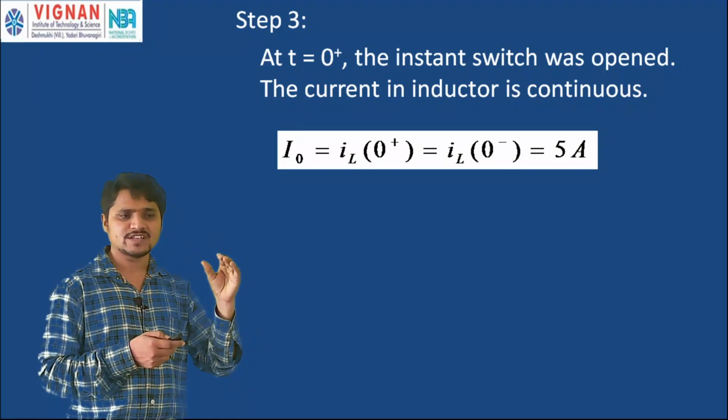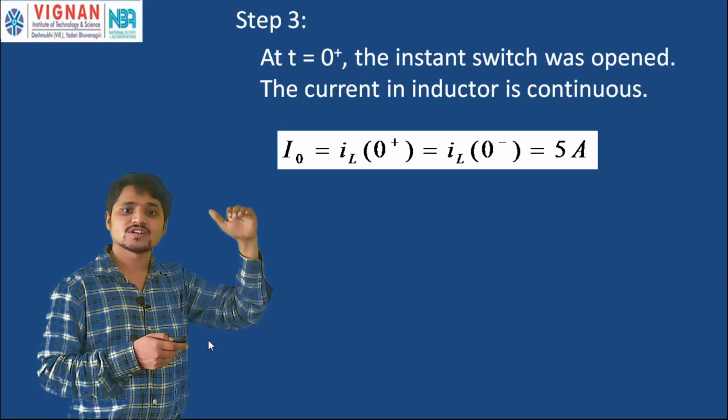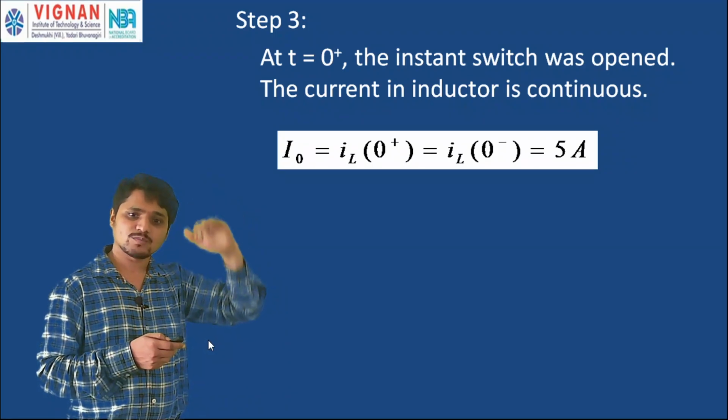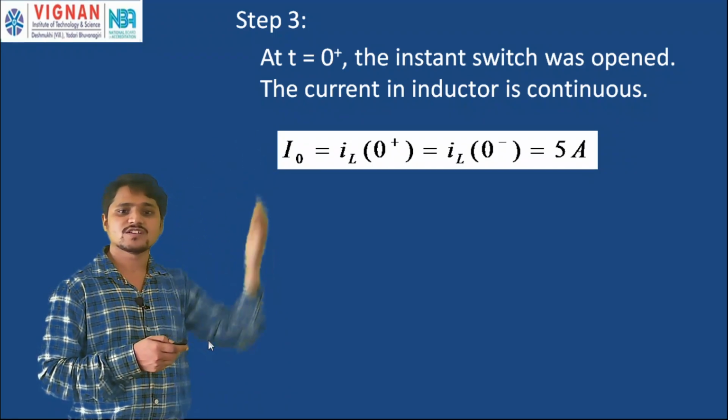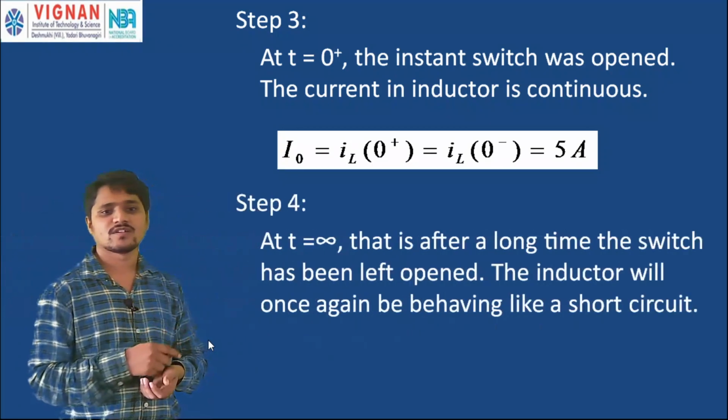So IL of 0 plus means the moment you open the switch, what is the current? That current must be equal to the current when the switch was closed. So that is equal to 5 amperes.